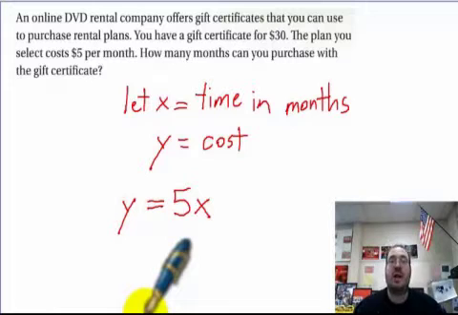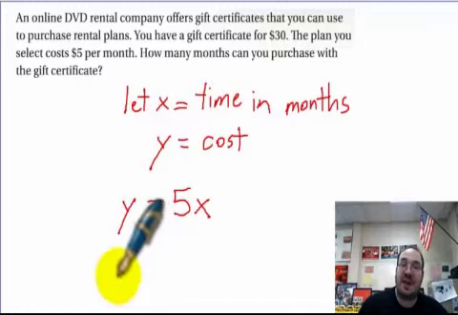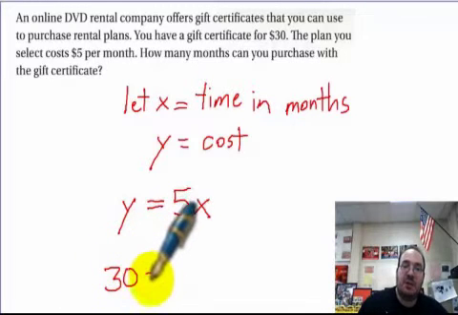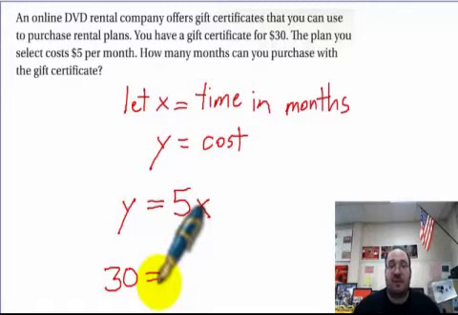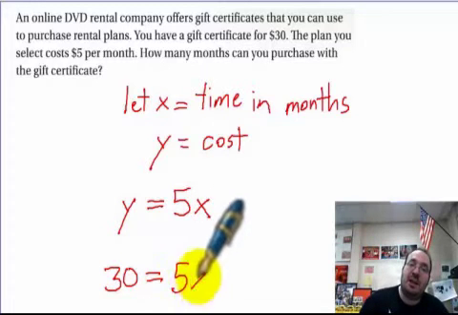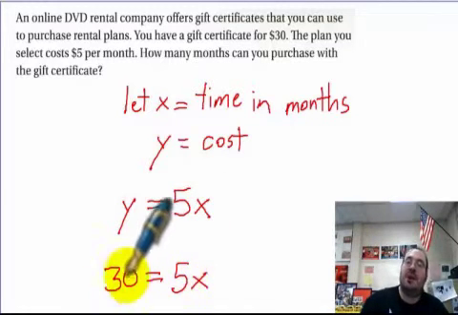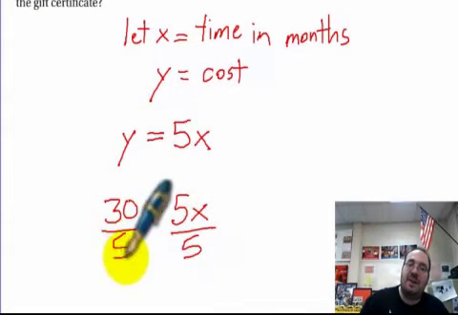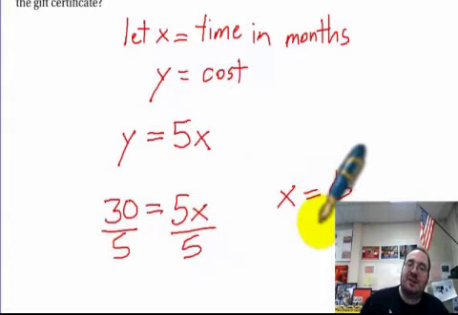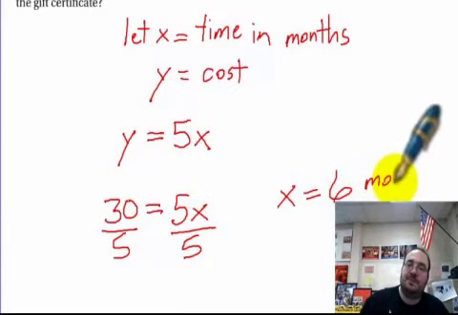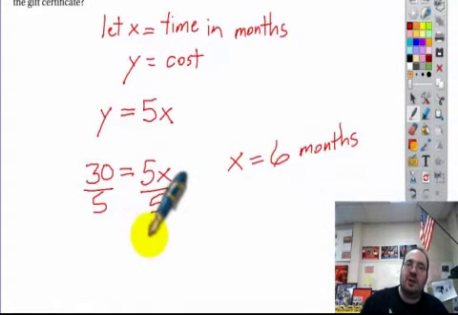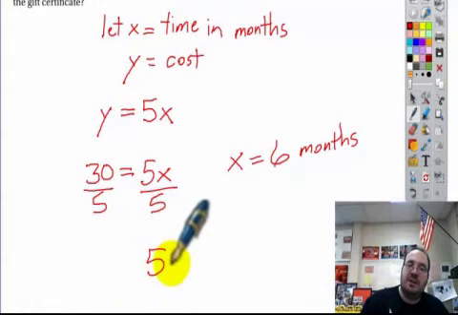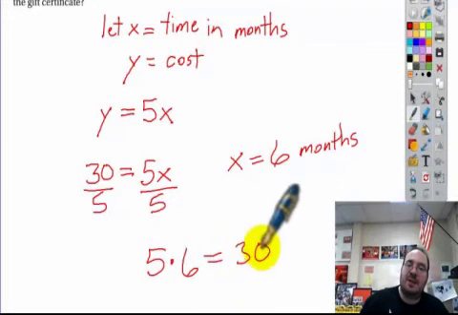And then I was told how much I have to spend. I have $30 to spend, so my total cost that I can spend must be 30. Your cost can't be any more than how much you have to spend. So my cost is 30, and I want to know how many months it will be before I have a cost of 30. Well, looks like I divide both sides by 5, and I get x equals 6. So 6 months. And then you can check your work. You take $5 a month times 6 months, and that gives me 30 back. So it looks like everything worked out correctly.